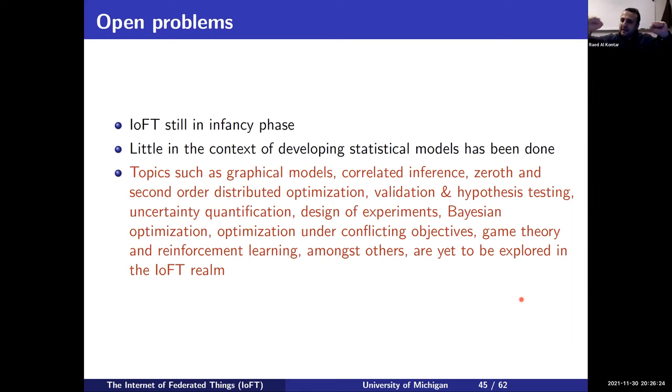What happens if different clients have conflicting objectives? They're not trying to solve the exact same problem. And this becomes just a game theoretic problem. How to distribute reinforcement learning?